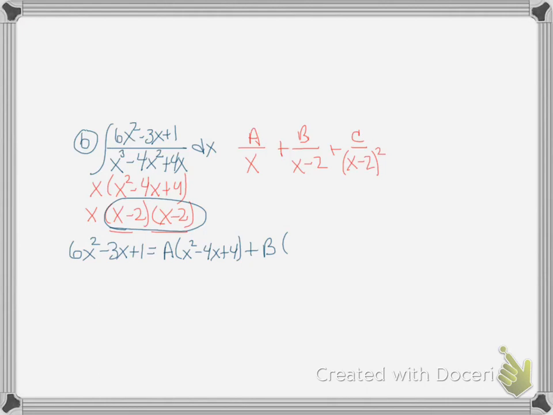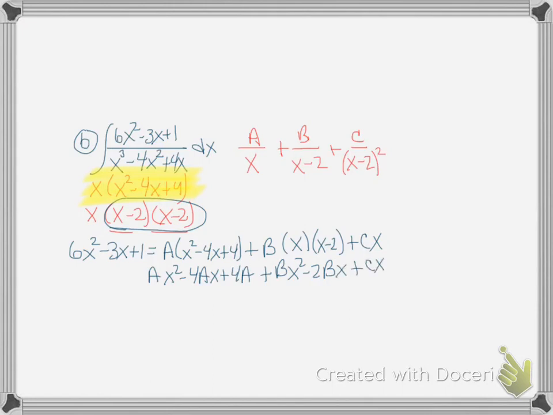In order to get the common denominator that we have over here, this is our common denominator right there. That's what we're trying to get to. So B already has x minus 2. I need the x, and I need another x minus 2. And C only needs the x. He already has the x minus 2. So hopefully we're doing all right here. Then I got ax squared minus 4ax plus 4a plus bx squared minus 2bx plus cx. And that's going to still equal this guy.